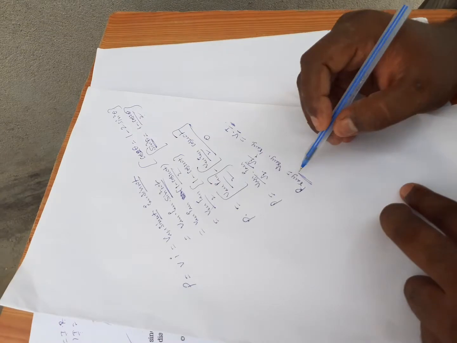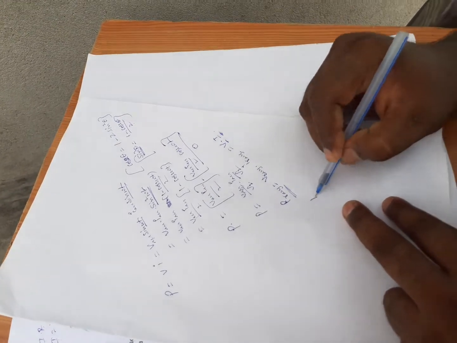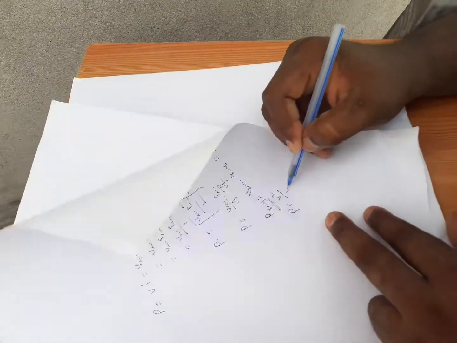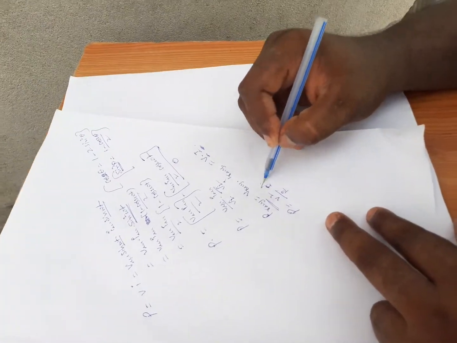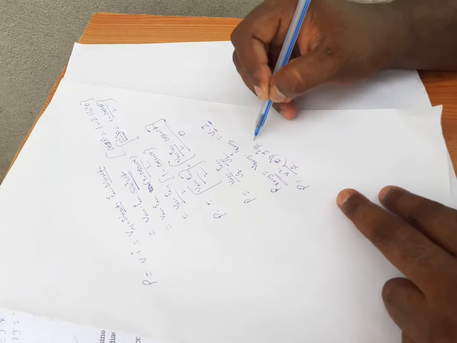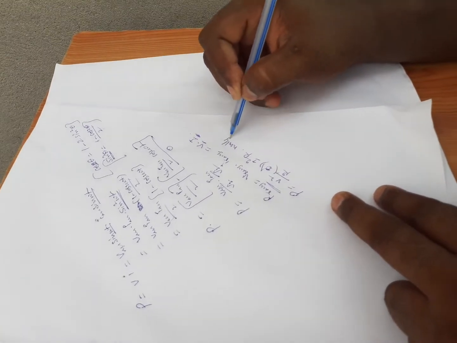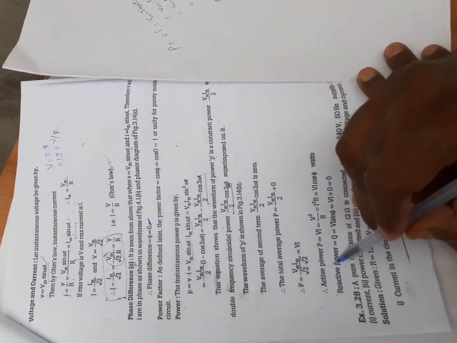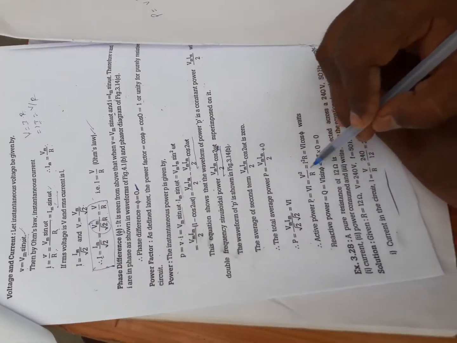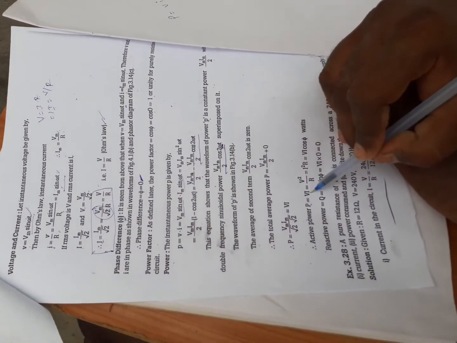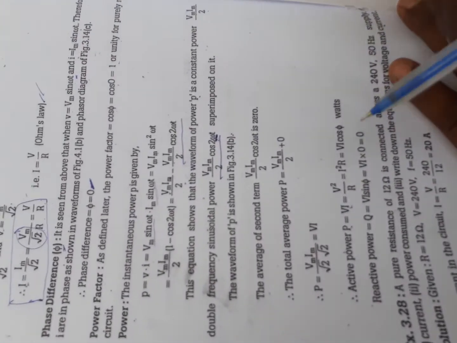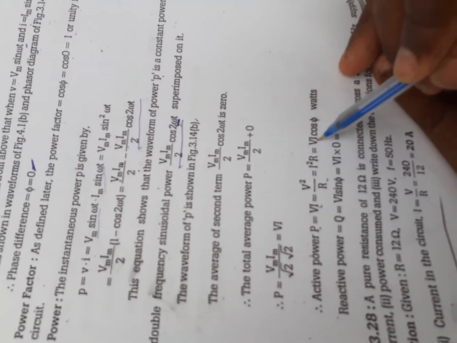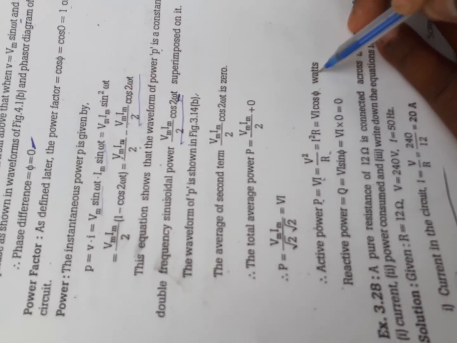Okay. So I can write the expression for power as V into I, or V square by R, or I square into R. The units are watts. So this is the expression for active power: P is equal to V into I, the product of voltage into current, or V square by R, or I square into R, or VI cos phi watts.